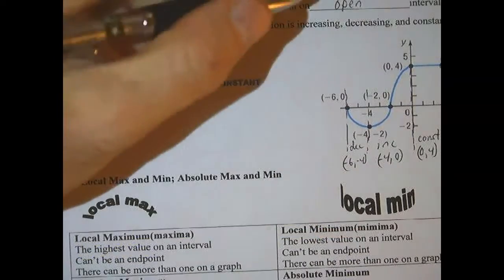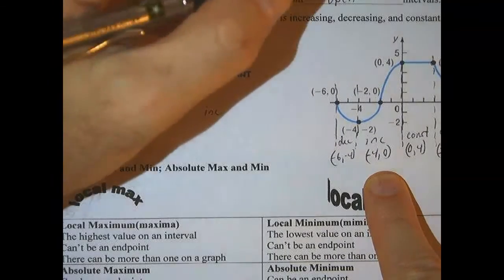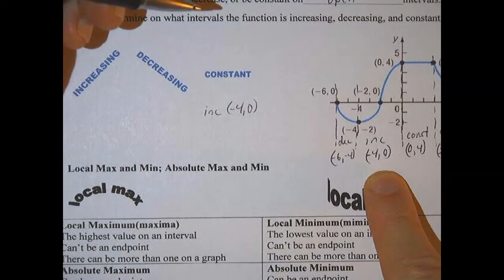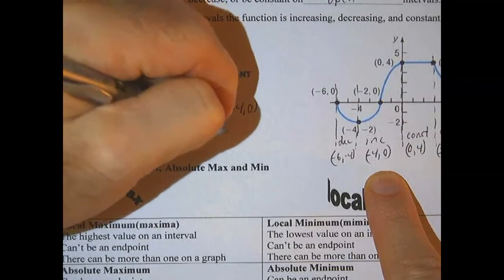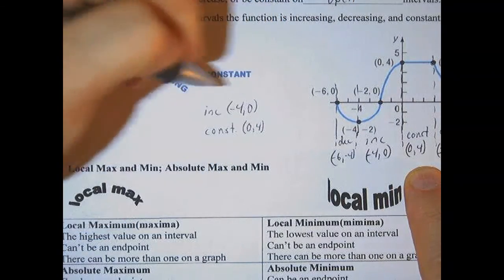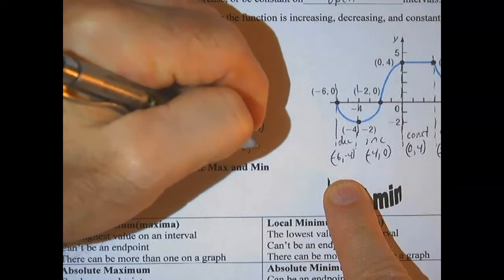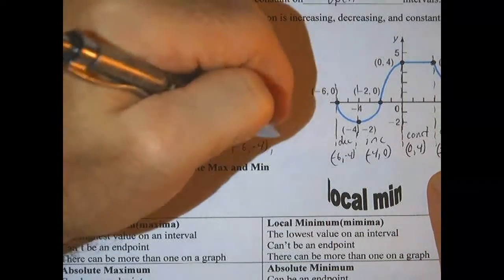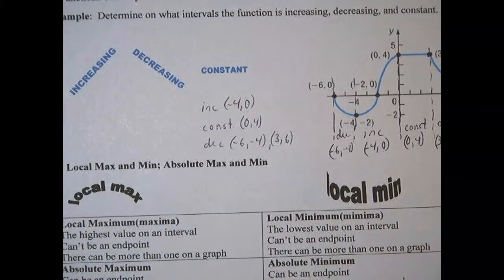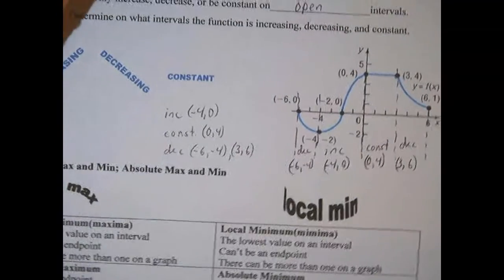Increasing is always from left to right. So it's increasing on the interval from -4 to 0, and that's the only place it's increasing. It's constant on the interval from 0 to 4. And it's decreasing on two intervals, from -6 to -4, and also from 3 to 6. When we're talking about where a function is increasing or decreasing, we don't talk about ordered pairs. We talk about the x values, the inputs.